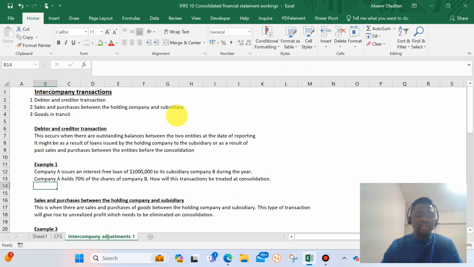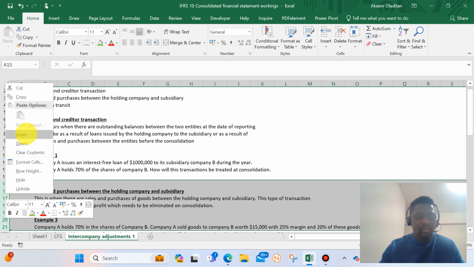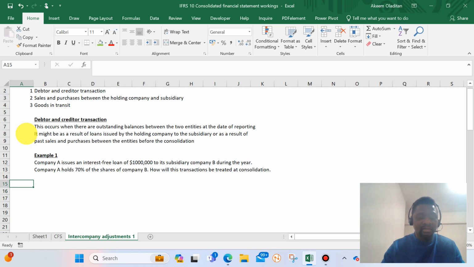So let me use this example. I try to make one example down. Let me insert some rules down so that we can give a solution to the example that we have above. In the example, Company A issues an interest-free loan of $1 million to its subsidiary Company B during the year. Company A holds 70% of the shares of Company B. How will this transaction be treated at consolidation?